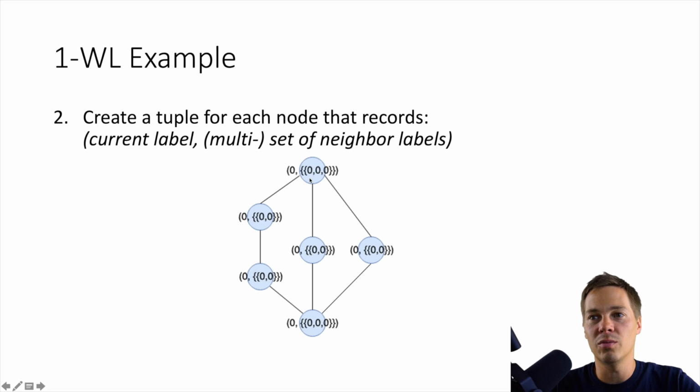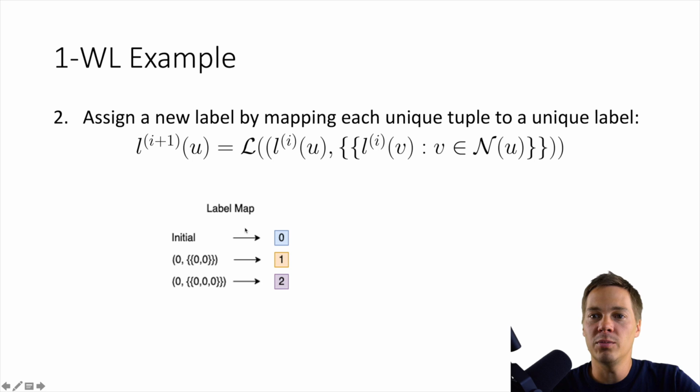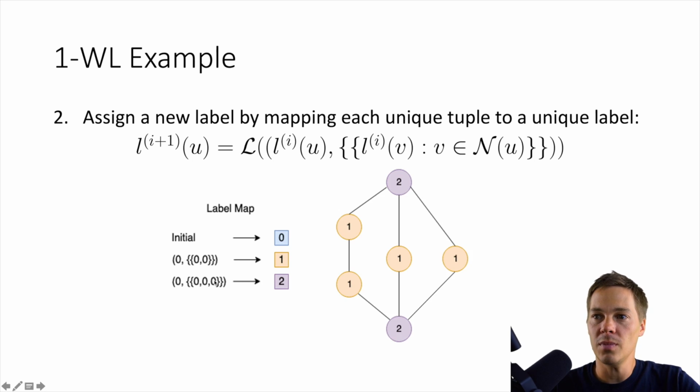What you see is that this multiset essentially encodes the degree of each node at this first iteration. Every node that has degree 2 has the same tuple here, and the 2 nodes that have degree 3 have the same tuple. What we end up doing is assigning a unique color to each unique tuple. In this case, we just pick that this one's going to be called 1 and this one's going to be called 2, and then recolor our graph using this scheme.